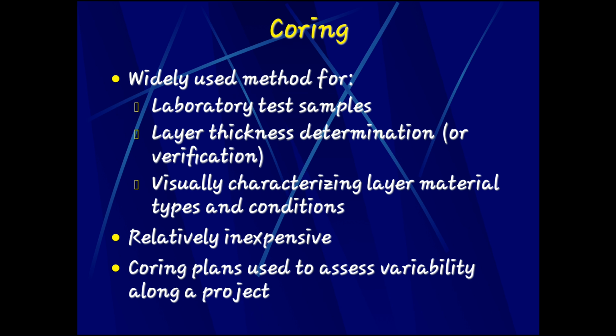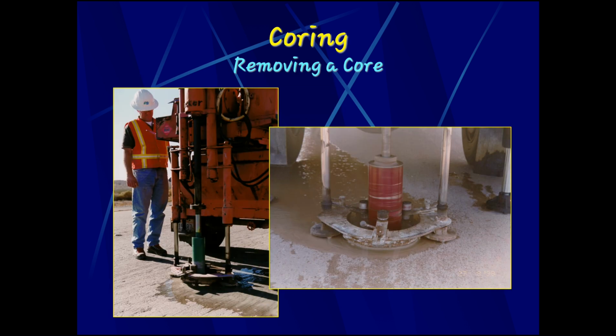Coring. It is a widely used method, first for laboratory test samples, next for layer thickness determination or verification. Third is visually characterizing layer material types and condition. Coring is relatively inexpensive. Coring plans are used to assess variability along a project.